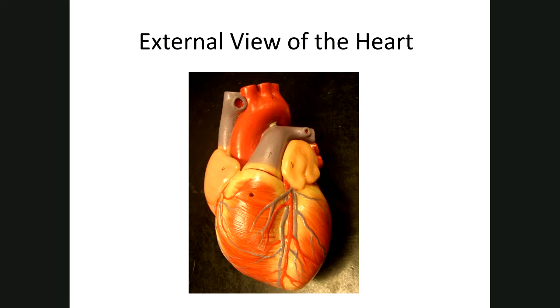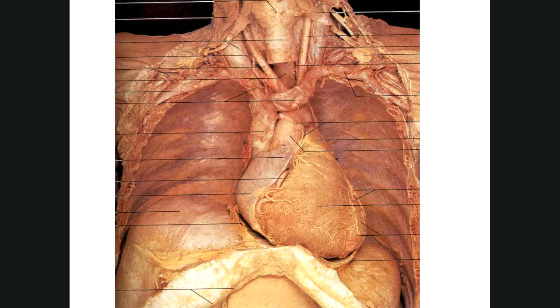Okay, so let's look at the structures of the heart. And let's look at the outside first. So we're going to look at this external anatomy of the heart. So here it is. We're going to use our model. And when we look at this external anatomy, it's going to look very, very similar to a real heart.